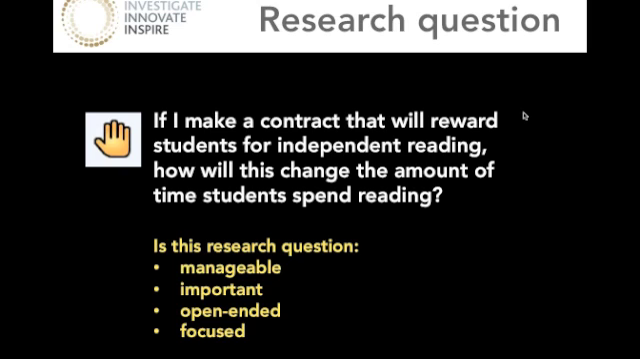We'll do this rather informally, but if you want to work through those four things and decide: is it manageable, and if it is, why, or if it isn't, why isn't it? Is it important, and why or why not? Is it open-ended? Is it focused? How about if we take turns and have Stephanie go through the first one, and then Barbara will go through the next one, and we'll go back and forth a couple of times.